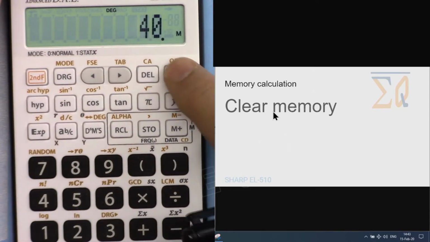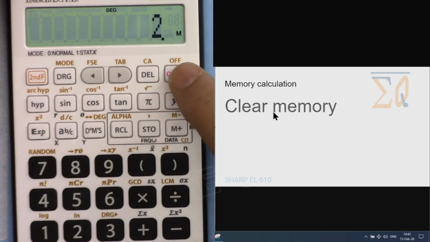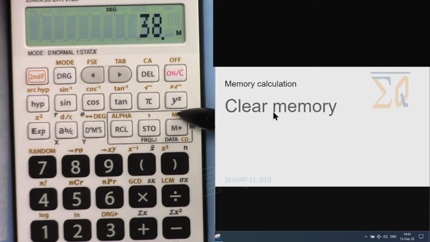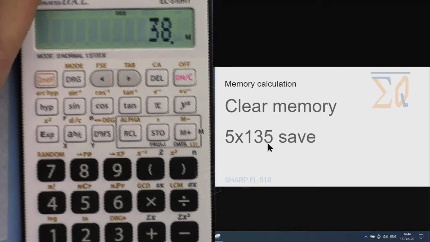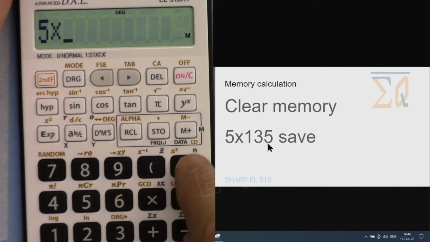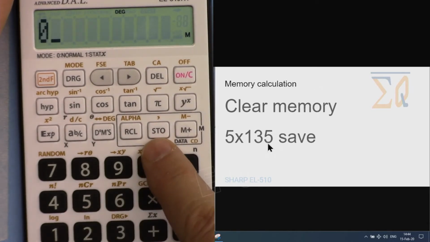And now it's 40, if I do 2 second function negative M, if I clear it and then recall, you will see 38. 2 have been subtracted because I used that one. And let's say you want to do 5 times 3 and then save it. 5 times 135, 5 times. So first let's clear the memory, 0, and then store.